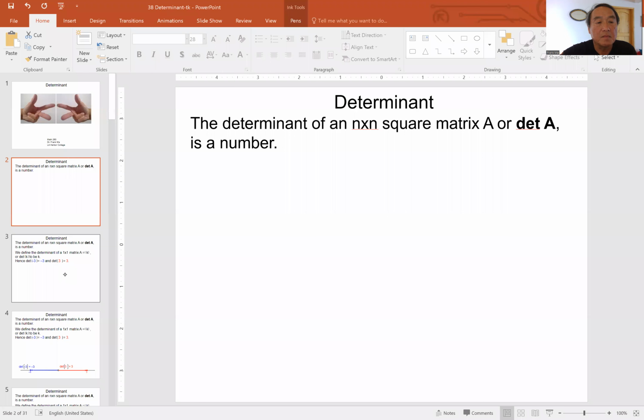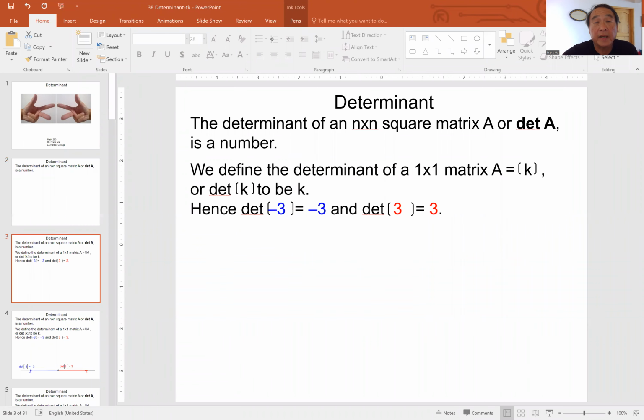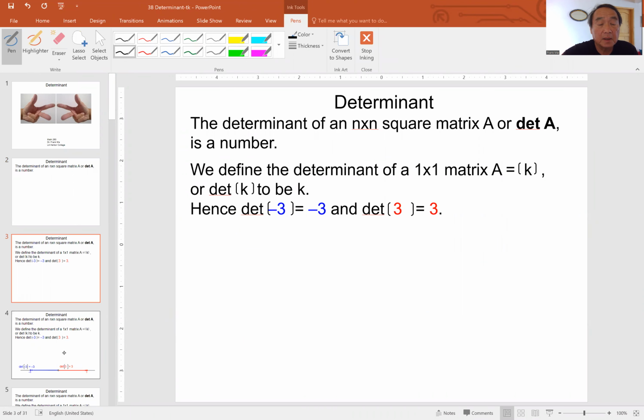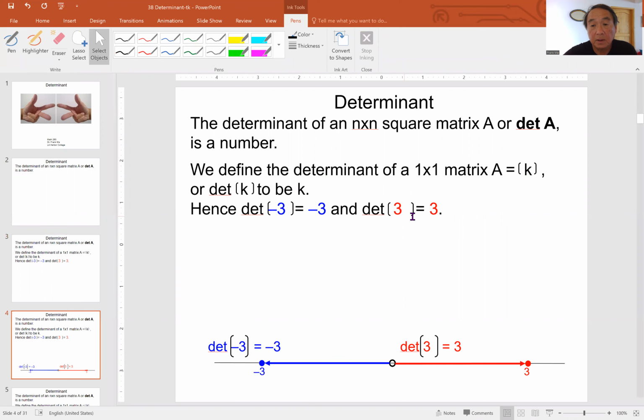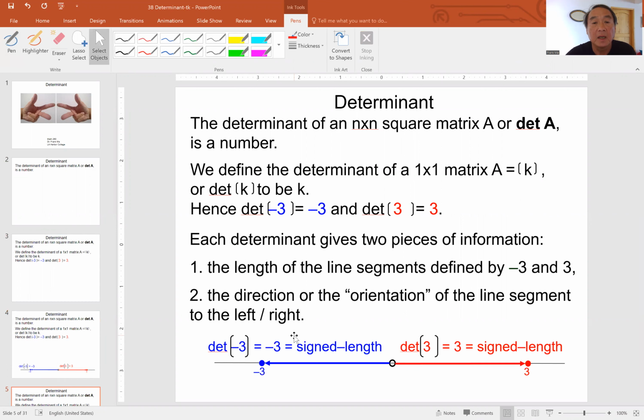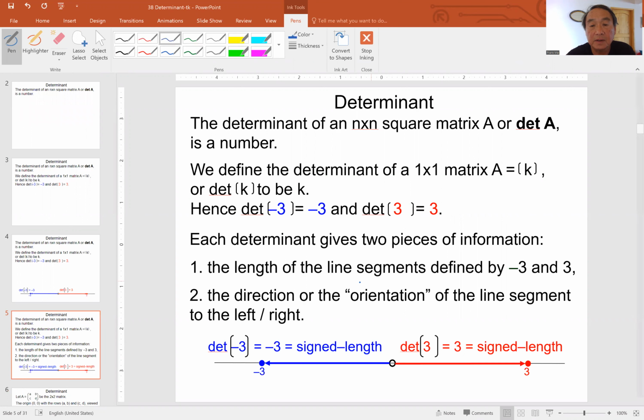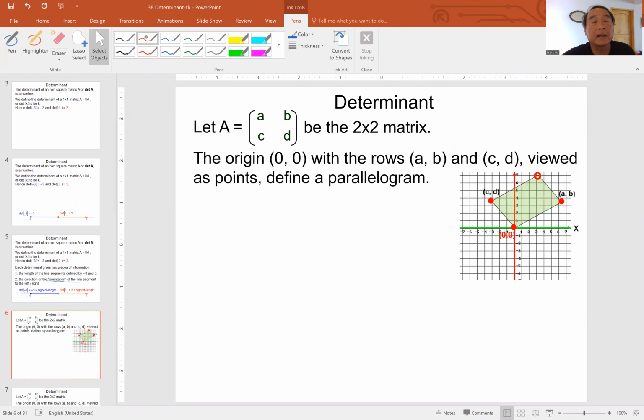The determinant of a square matrix is a number. The determinant of a 1 by 1 matrix is just the entry itself. Notice that in this case, each entry, like -3 or 3, defines a point on a line segment. And the determinant tells us two things. First, the length of the line segment, and second, the plus or minus indicates the left or right orientation of the line segment. And the same thing for a 2 by 2 matrix.